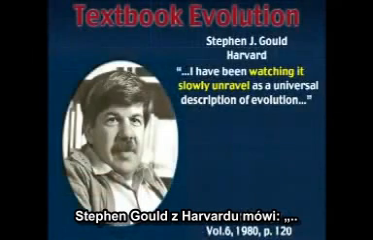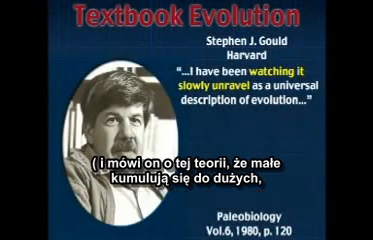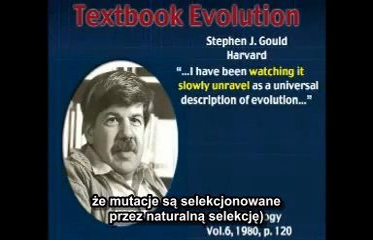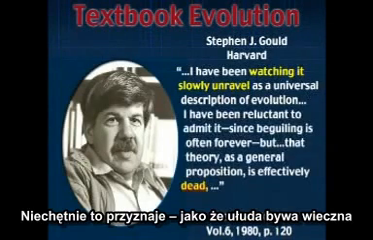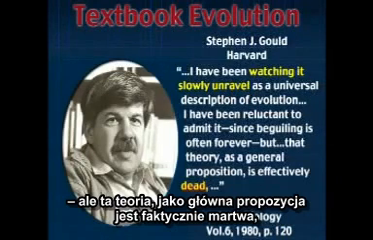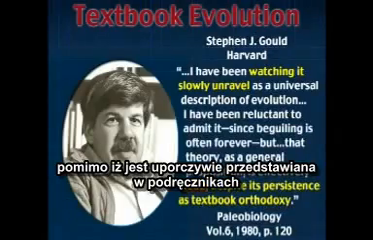Stephen Gould of Harvard says, I have been watching it slowly unravel, and he's talking about this theory that the little ones add up to the big ones, the mutations are selected by natural selection. I've been watching it slowly unravel as a universal description of evolution. I've been reluctant to admit it, since beguiling is often forever, but that theory as a general proposition is effectively dead despite its persistence as textbook orthodoxy.